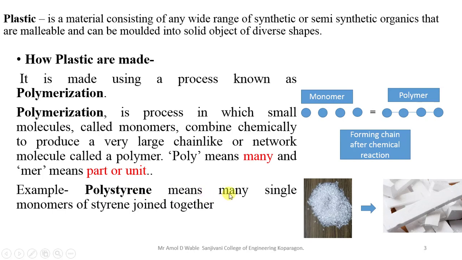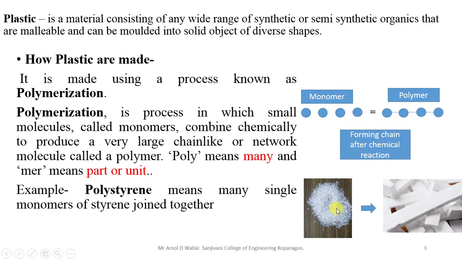It means that single styrene molecules are joined together to form polystyrene. Here you can see the figure. This is a monomer, that is a single unit, and the polymer is when these monomers have been joined with a link, or due to some chemical reaction, all these monomers have been joined and you get the polymer. This chemical reaction, changing monomer to polymer, is called polymerization. You can see the image.